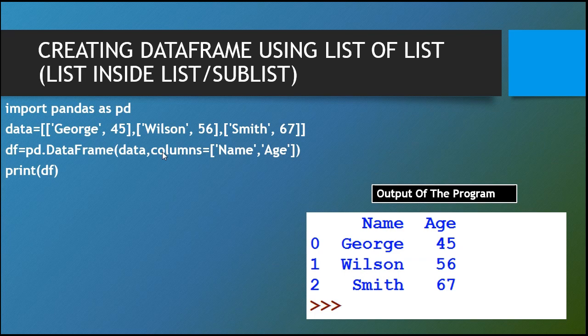Now what happens when we create the data frame from the list of lists, that is the sublist? Now data is the list variable, and inside this list we have created 3 lists for 3 members, George, Wilson and Smith. Now pass the columns parameter and give the column names, name and age. Now George, Wilson, Smith and age is 45, 56, 67. These will be 3 records for this data frame.